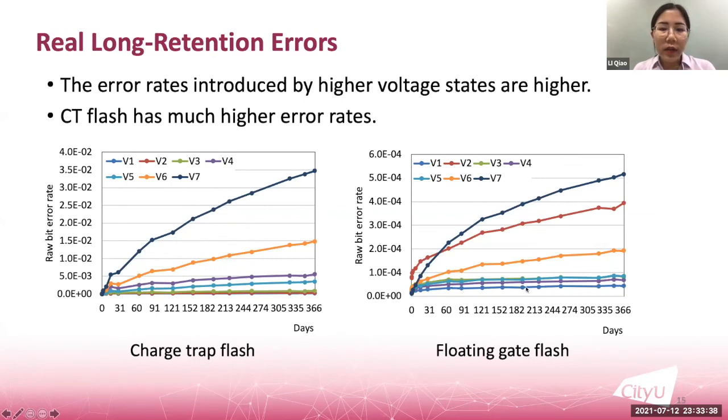Then, as current long retention errors are all estimated through baking with high temperatures, we first present the real retention errors of 3D flash chips over 1 year at room temperature, that is 25 degrees in our case. As presented earlier, the error rates introduced by higher read voltages are much higher, and the charge trap flash has much higher error rates than floating gate flash chips.